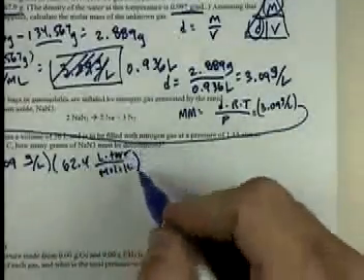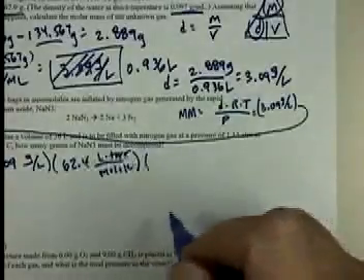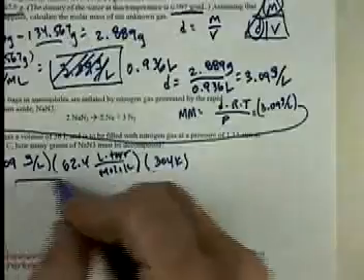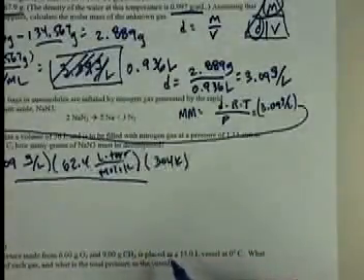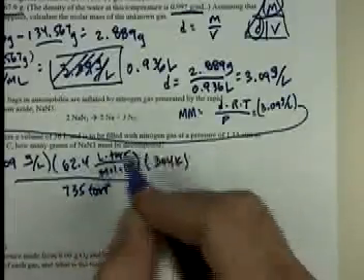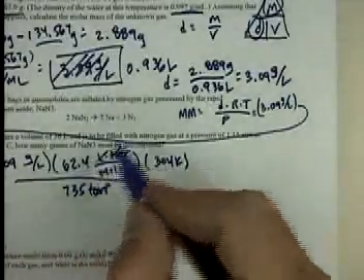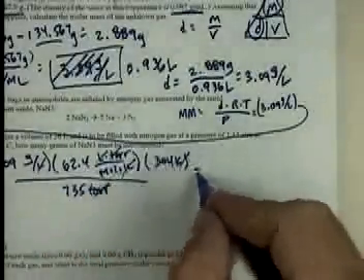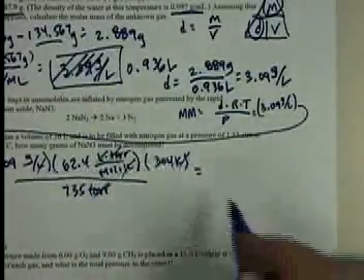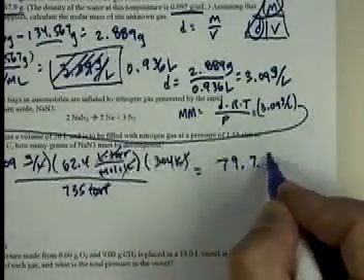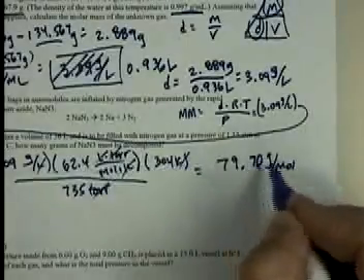And my temperature is given to me as 31 degrees Celsius, which is 304 Kelvin. And I'll divide by my pressure, which is 735 torr. Notice my torr cancel with my torr, my liters go with my liters, my Kelvin with my Kelvin, and I've got grams per mole left for molar mass. Plug those into the calculator, and finally we end up with 79.7 grams per mole.